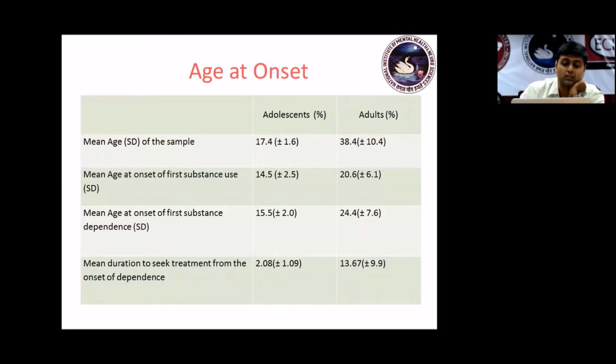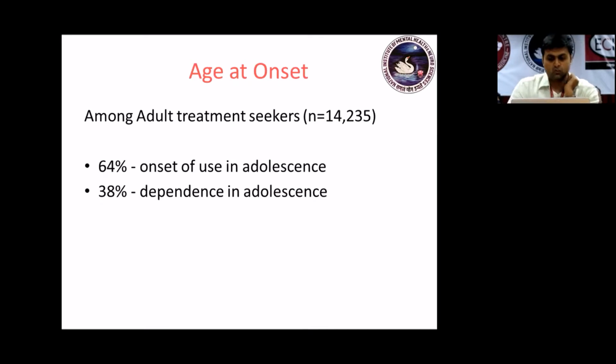Mean age at onset of first substance dependence happens very fast in adolescents, by 15.5. That is, within a year they get into dependence, and it takes at least 4 years for the adults as such. This is one thing which I would want to quote.